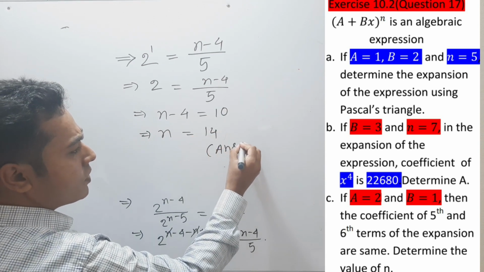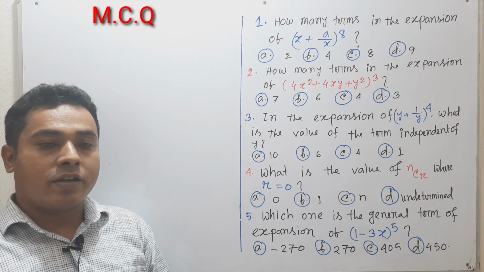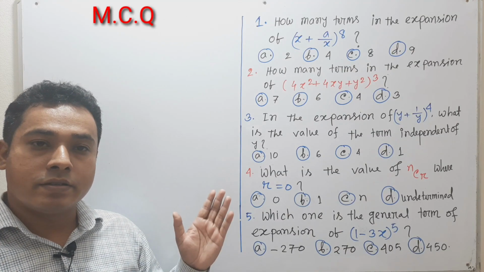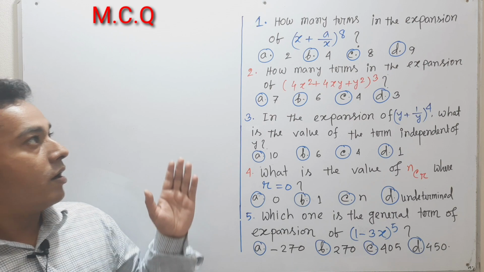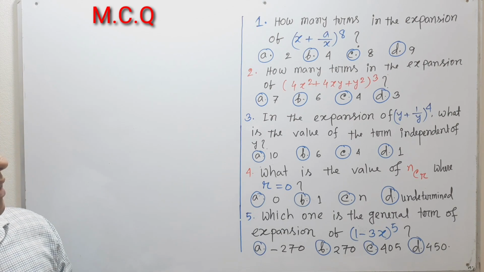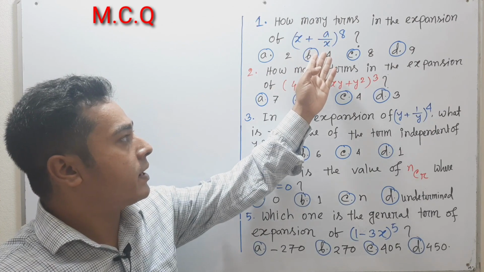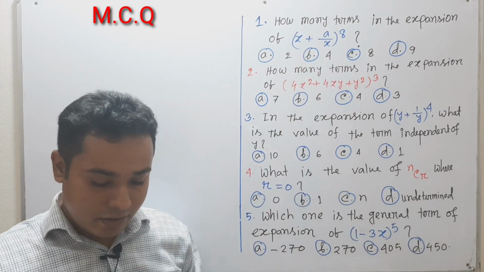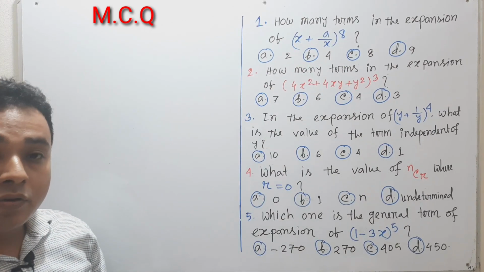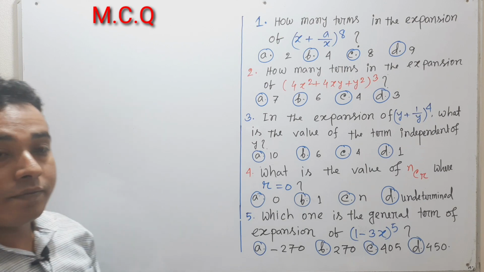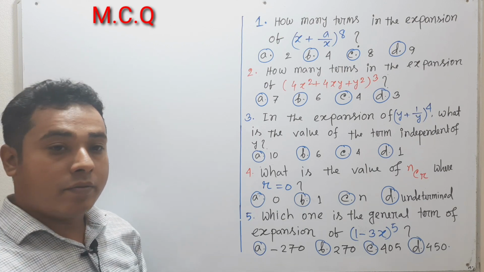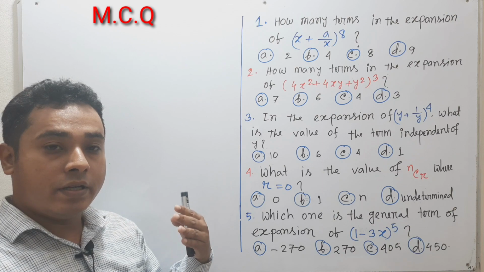Now multiple choice questions of this chapter. First question: how many terms are in the expansion of (x plus a divided by x) to the power 8? At first you have to know how many terms there are in the expansion of a binomial term.